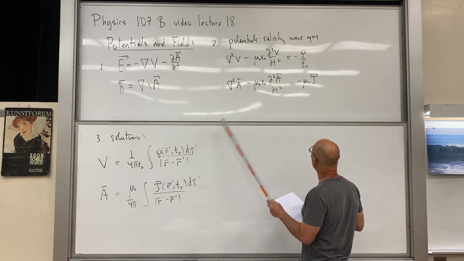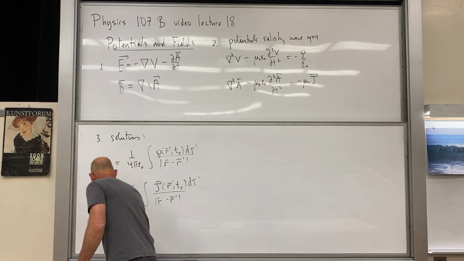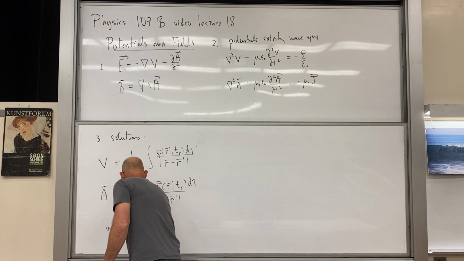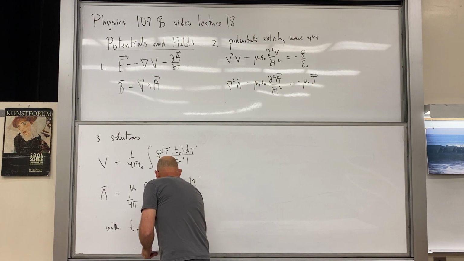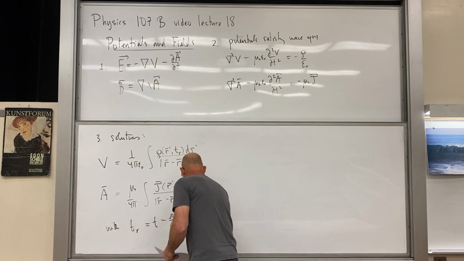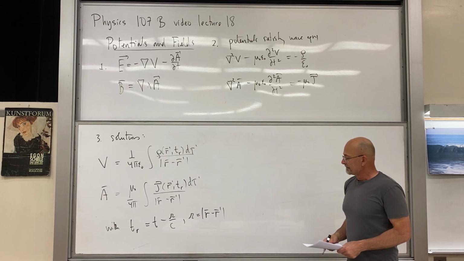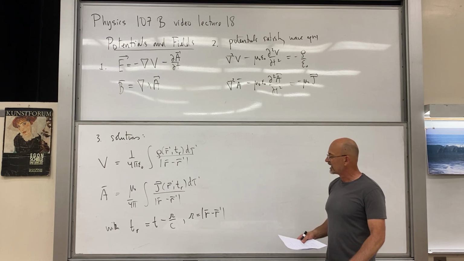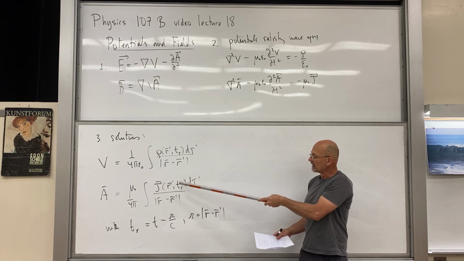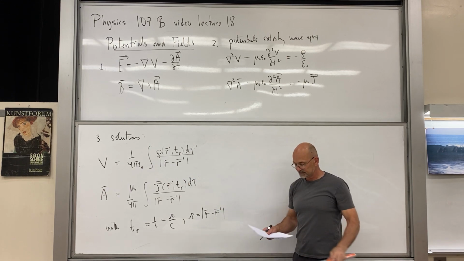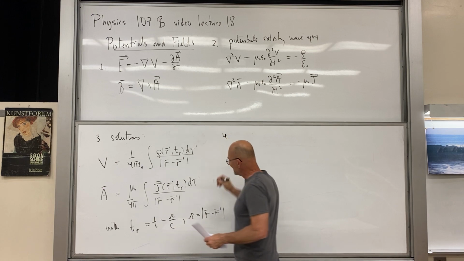These do solve the equations up here, with t sub r equal to t minus script r over c, and script r is r minus r prime. So when you take your gradients and so on, you end up having to deal with these as well. Good. So that sets us up for an example.